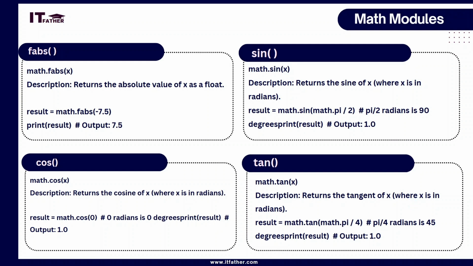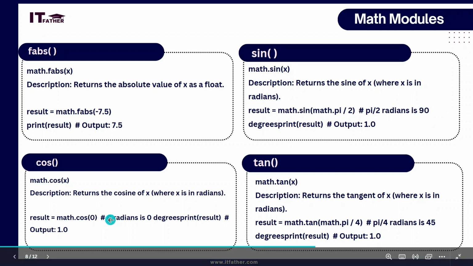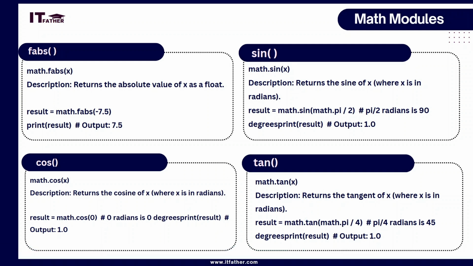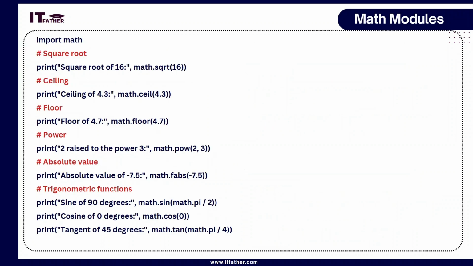In the same way, we have the sin function which returns the sine of x where x is in radians, right? So we can see here the example math dot sin, the radian is 90, okay, 90 degrees, and the cos function returns the cosine of x. In the same way, the tan function returns the tangent of x. So all these are the mathematical functions used for trigonometry and different concepts of mathematical programming. Wherever it is required, you may use it, right?